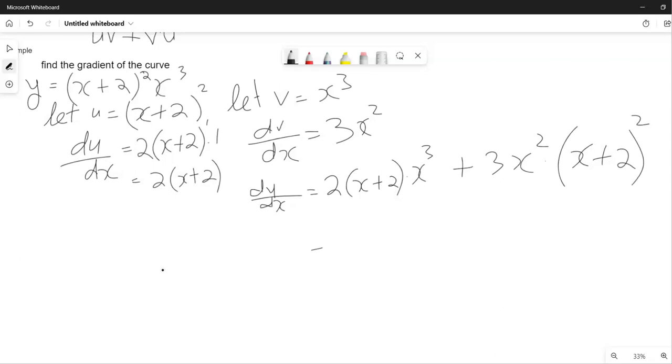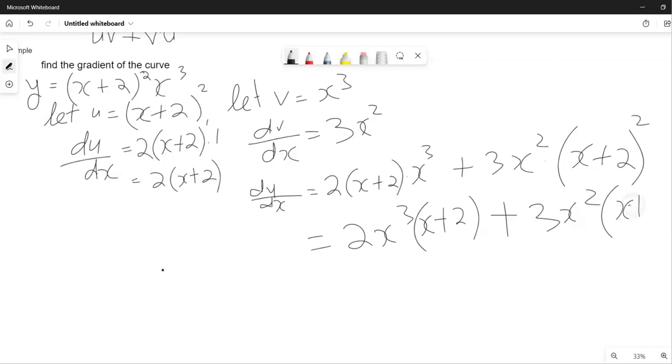So we can try and simplify this. It is going to be 2x cubed times x plus 2 plus 3x squared times x plus 2 to the second power. If you want to, you can try to simplify this, or you can let it stay. It should not be any problem.